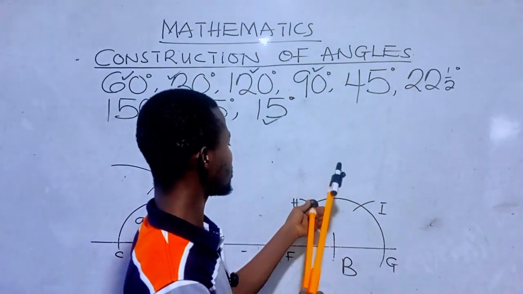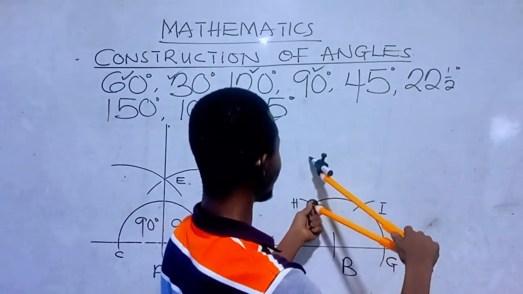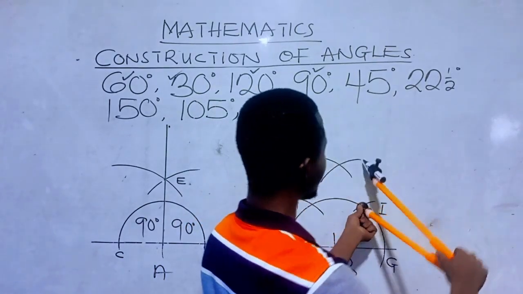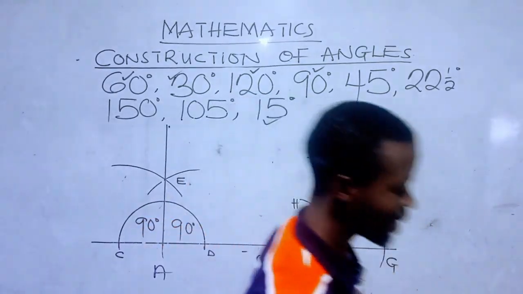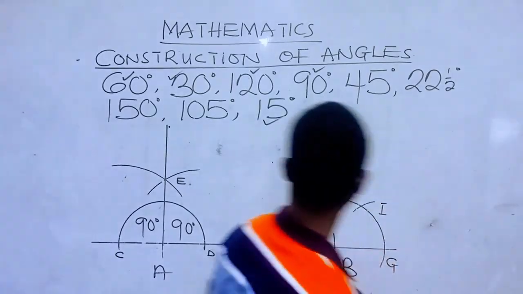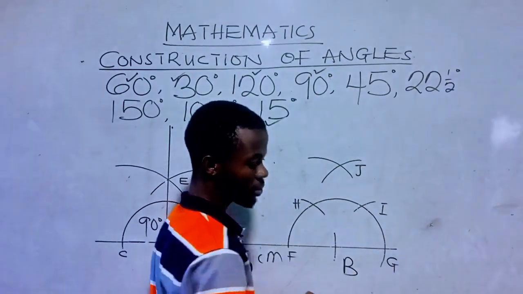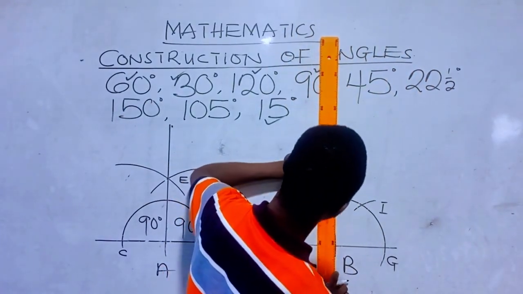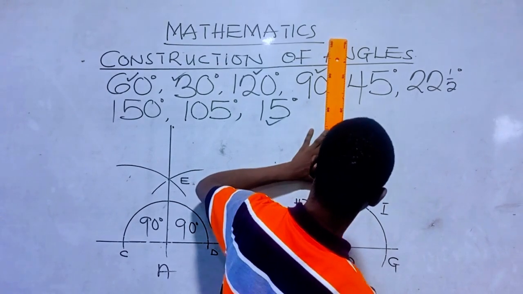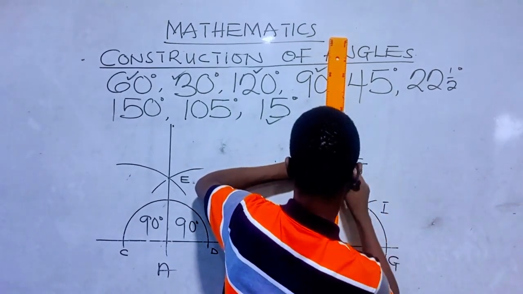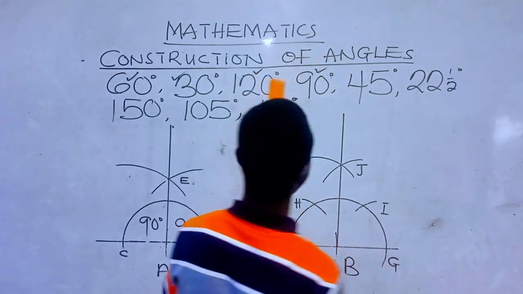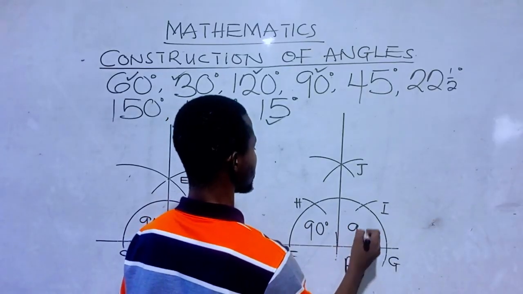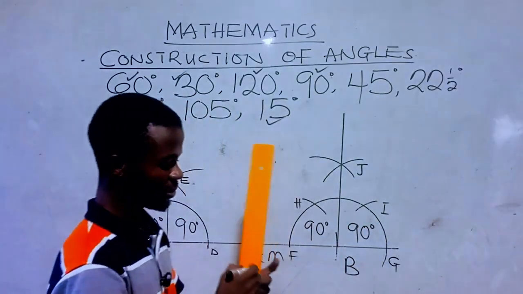I'll stand at H, open to a reasonable radius, then I make an arc. And I'll stand at I, then I'll strike an arc. Let me call the intersection of the arc J. So I'll draw a line from B to pass through J like this. And this should be 90 degrees. This should also be 90 degrees.